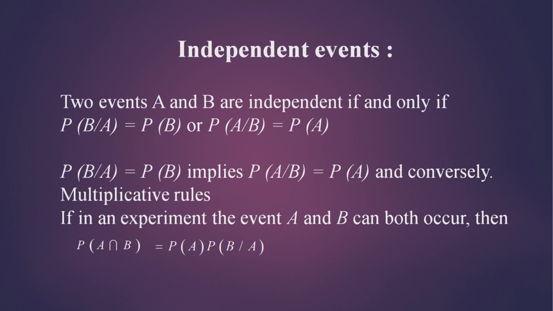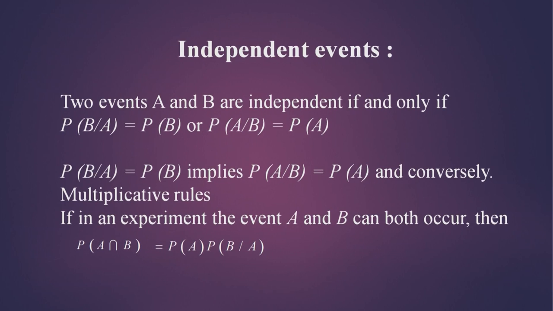I would like to introduce the idea of independent events. Two events, A and B, are independent if and only if the probability of B given A is equal to the probability of B. Probability of B given A means we are talking about the conditional probability. If the conditional probability of B given A is equal to the probability of B, then we can say that A and B are independent. That means whether A has occurred or not, there is no effect of this on B. So that is why they are independent.